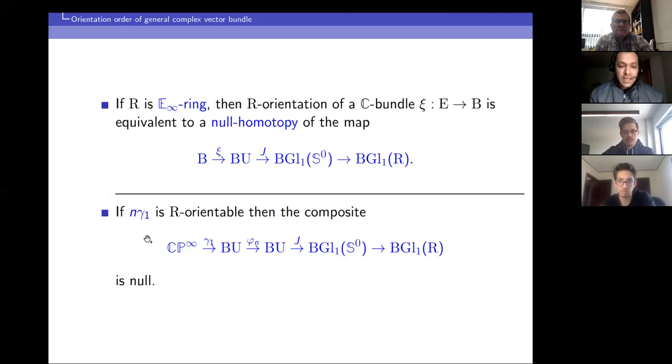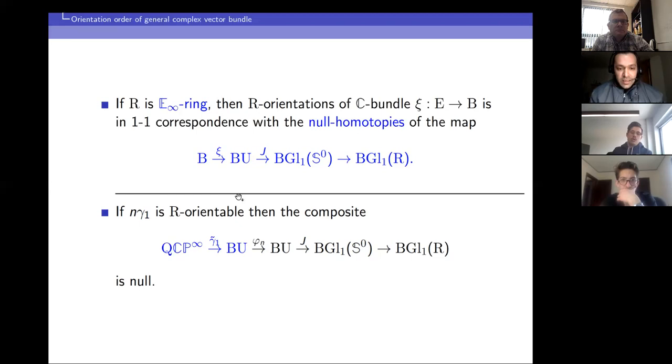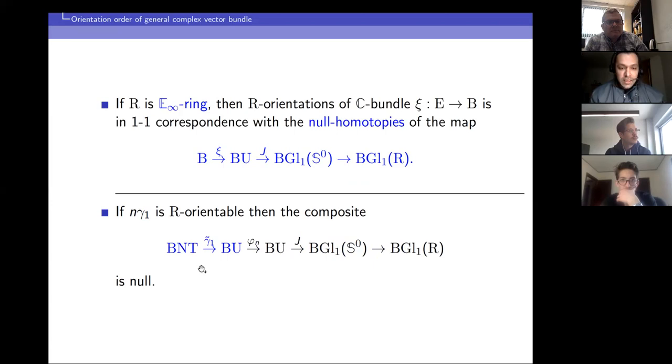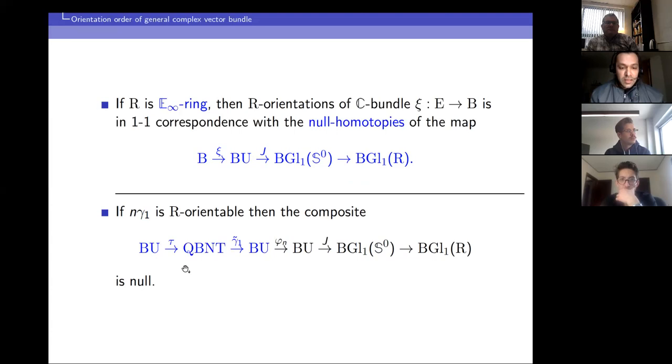So then we know that this composite CP infinity, so I'm abusing the notation gamma 1 to denote the classifying map. Then I compose with phi N, that is the classifying map for N times gamma 1, compose it with the J homomorphism, compose it with the unit map, and this has to be null. Now, using the fact that R is E infinity, and BU is E infinity, and all these spaces are E infinity, you can extend this map gamma 1 to gamma 1 tilde on Q of CP infinity. But we just learned that Q of CP infinity is actually BNT. So now I can compose it with the Baker-Gottlieb transfer map.